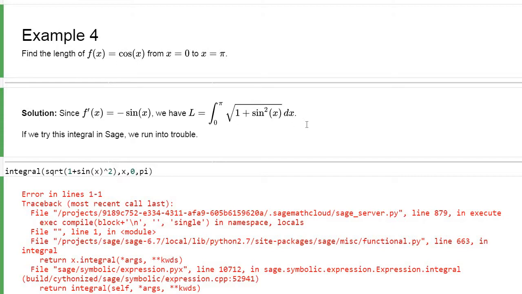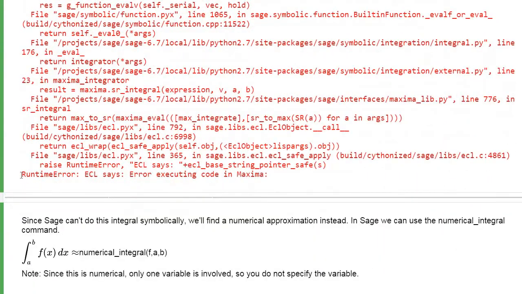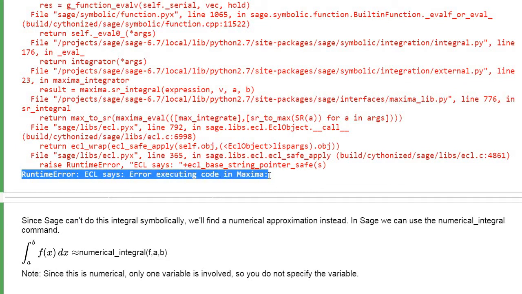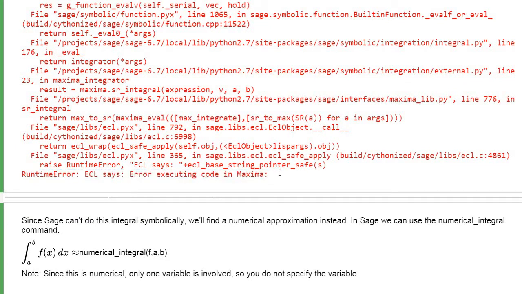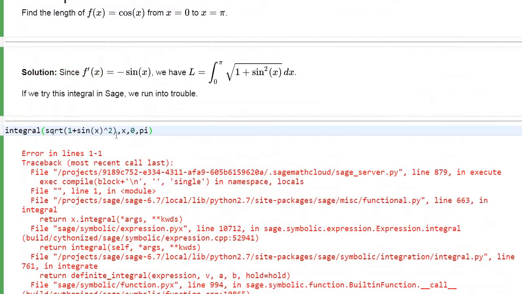Looks simple enough, except if you try that integral in Sage, you get a big error message. It says runtime error, error executing code in maxima, which is a long way of saying I don't know how to do that integral. So this one we'll have to use a numerical integral to get an approximation instead. Remember the numerical integral command, you just type numerical_integral, then the function and then the lower limit and upper limit. You do not specify the variable of integration like you do in the regular integral command. That's because the regular integral command does things algebraically.